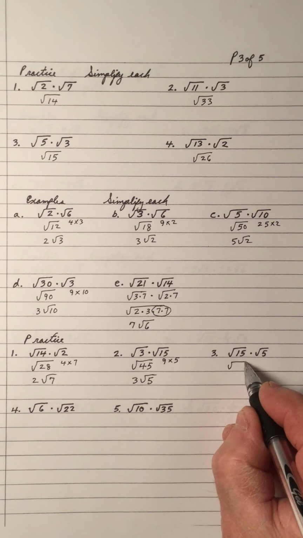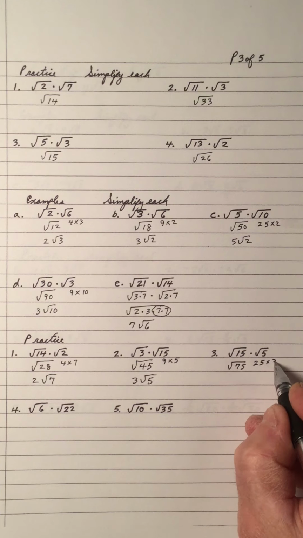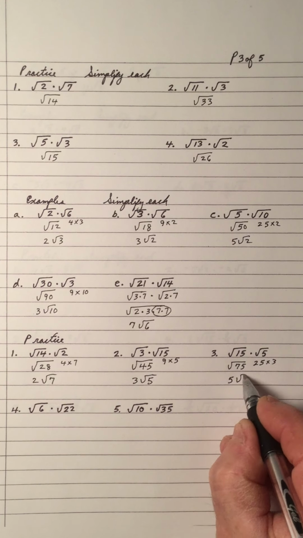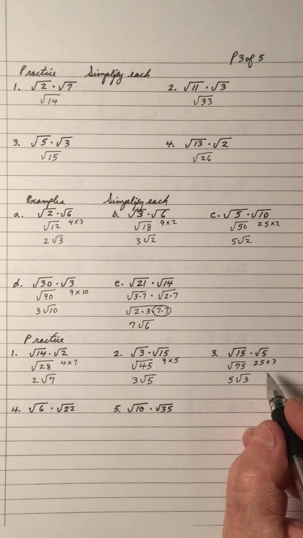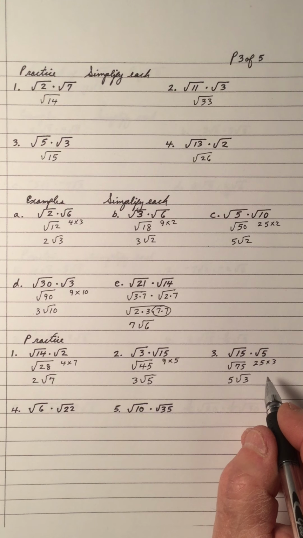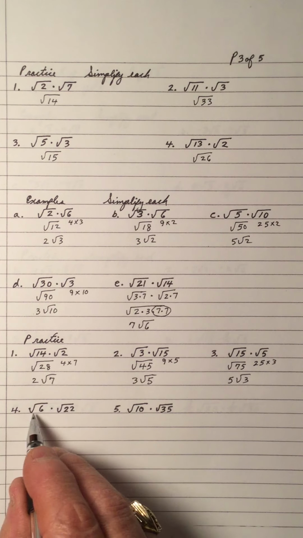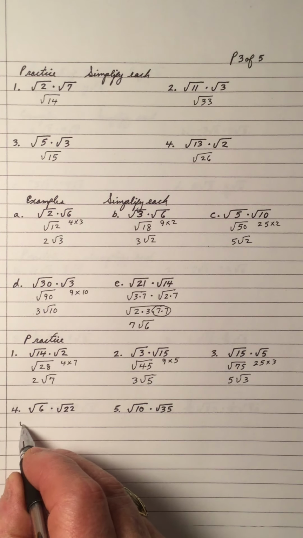And root 15 times root 5 is the root of 75. And 75 is 25 times 3. So that's 5 root 3. Remember, all the perfect squares up to 15 squared should be memorized. And the more often you work these out, the better you get. Now we got larger numbers here. So let's go the other way.